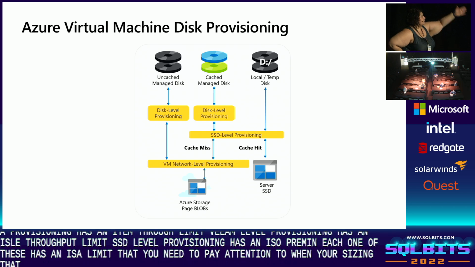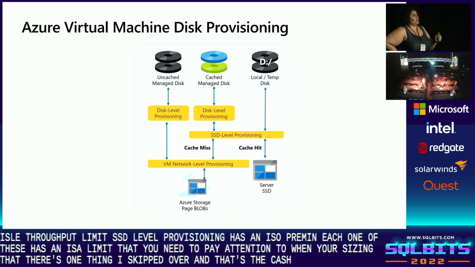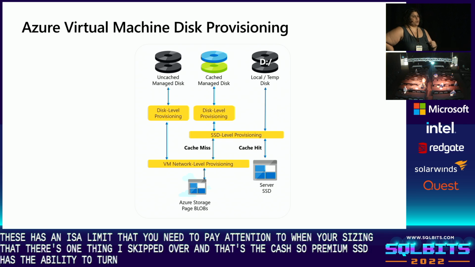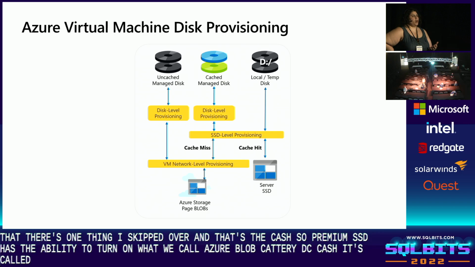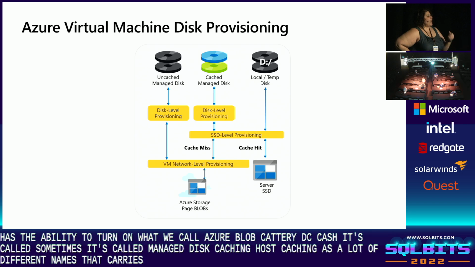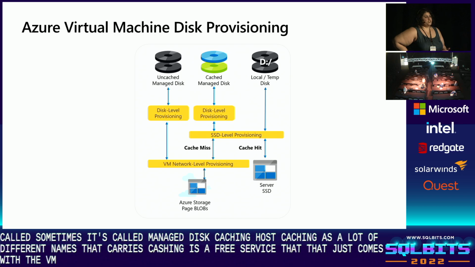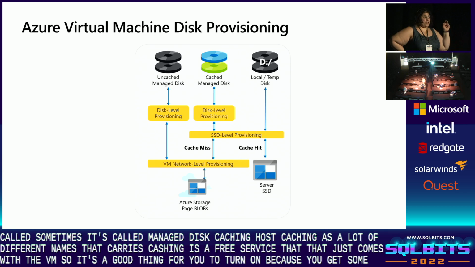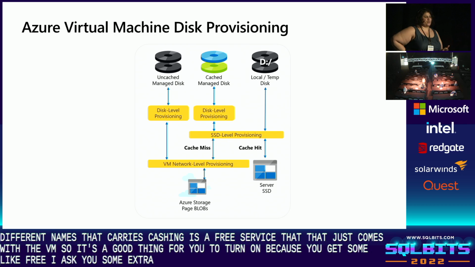Now there's one thing I skipped over, and that's the middle, the cache. Premium SSD has the ability to turn on what we call Azure Blob Cache, or ABC cache it's called. Sometimes it's called managed disk caching, host caching. There are a lot of different names that it carries. Caching is a free service that just comes with the VM. So it's a good thing for you to turn on because you get some extra IOPS for free by turning on caching. So that's what we're going to talk about.